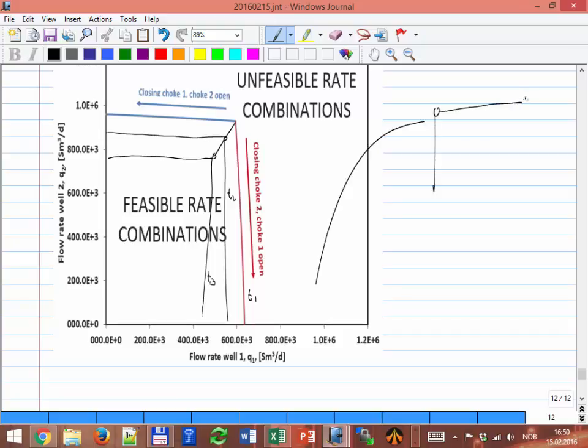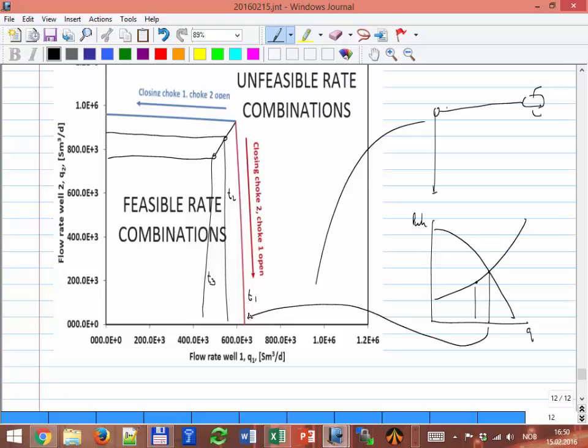You have a well, and you have a pipeline, and you have a separator. And you can do your equilibrium at the wellhead, available and required, P wellhead versus Q. Then I can get this rate, which is the equilibrium rate. This rate is the one that goes here. And then I can get any other rate by choking. I can get this rate, this rate, this rate.